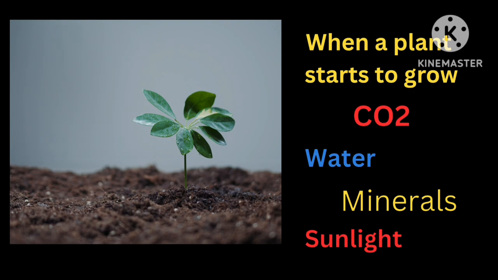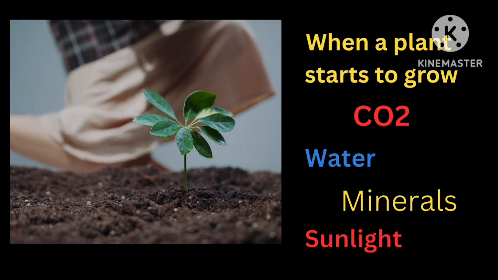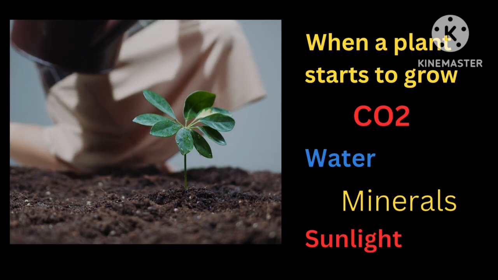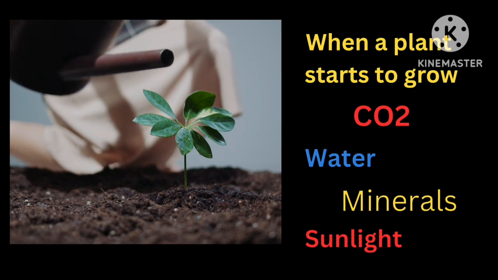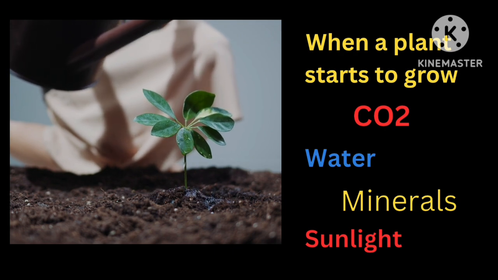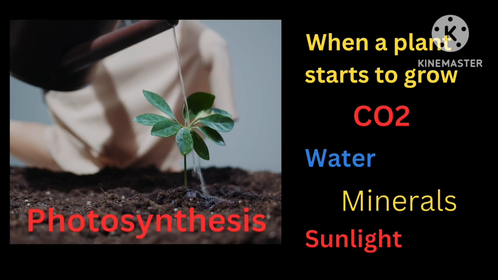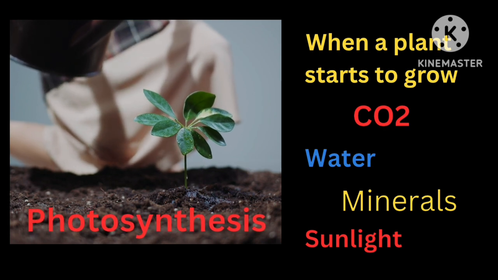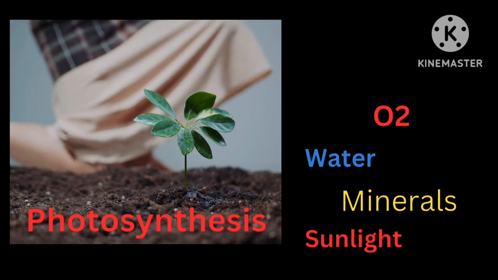As we all know, plants need carbon dioxide from the atmosphere, water and minerals from the soil which they collect from the root, and sunlight from the sun. They collect all those materials and prepare food. You all know the process of how they make food. This process is called photosynthesis. They make food in their leaves and transport it all over the body so that all the parts of the body can get the food.